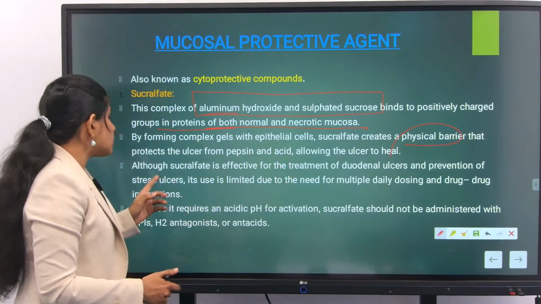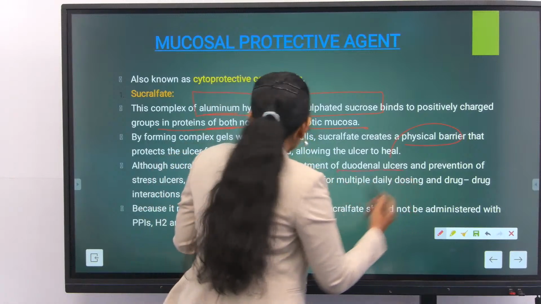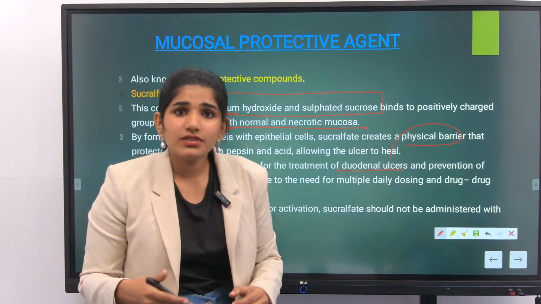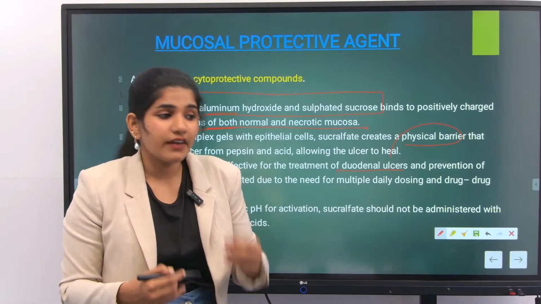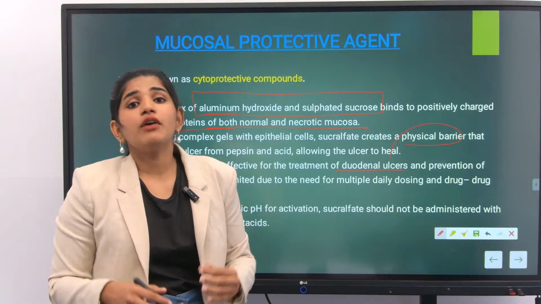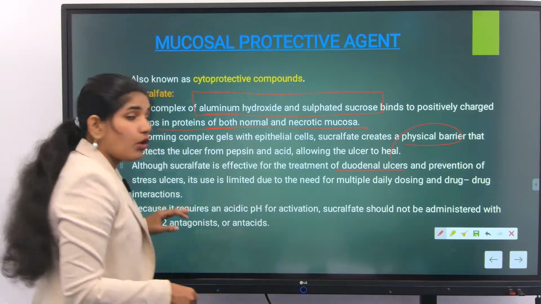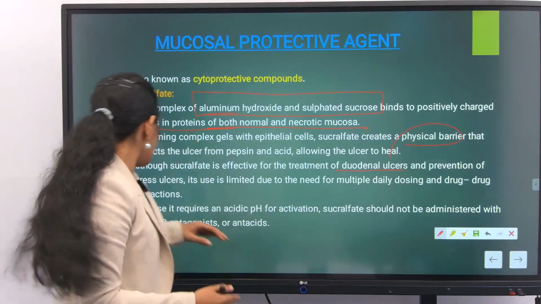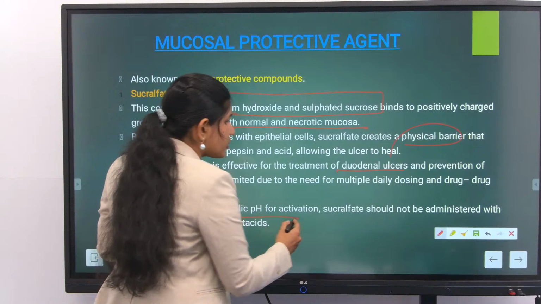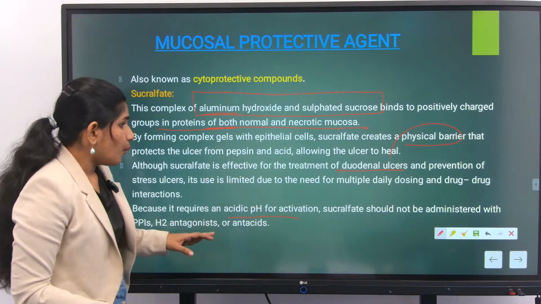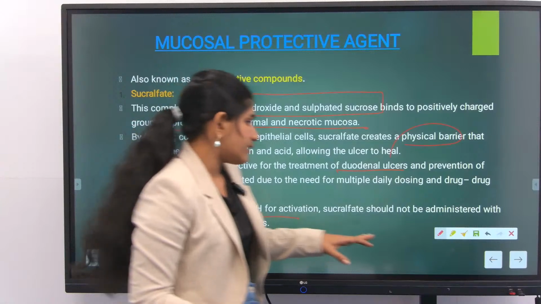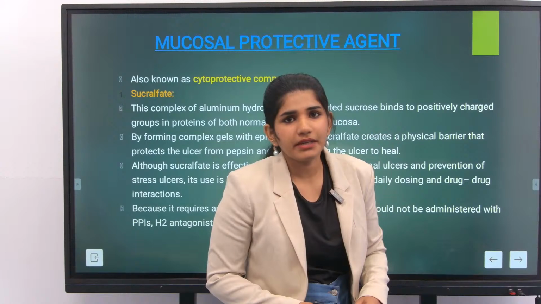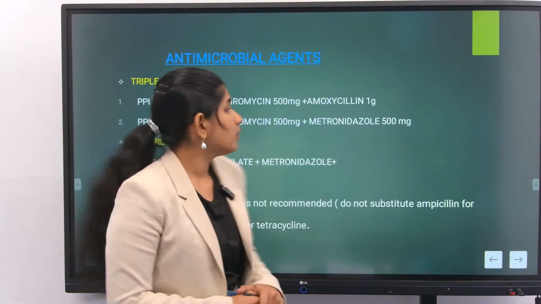Although sucralfate is very effective for the treatment of duodenal ulcer and also for the prevention of stress-induced ulcers, we are not using these cytoprotective agents much, because they need multiple daily dosing, and they also have drug interactions. Because of these problems, we are not frequently using it. Also, because it requires an acidic pH for activation, sucralfate should not be administered with PPIs, H2 antagonists or antacids, because it needs an acidic environment to act. If we give these drugs, the acidic environment will not be there. That's why we don't give it together with those drugs.